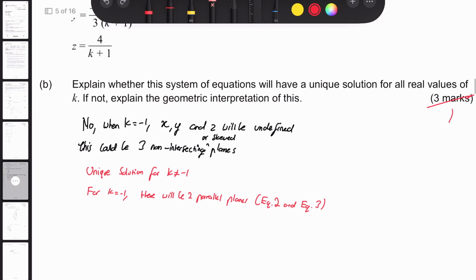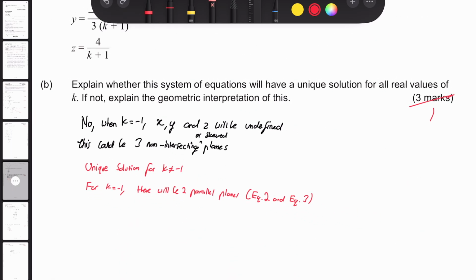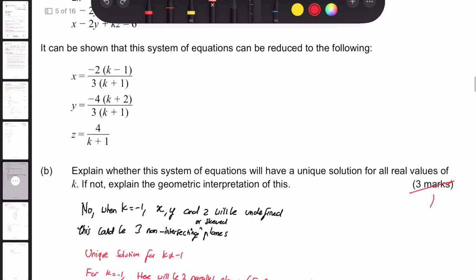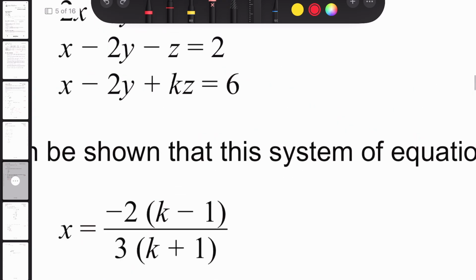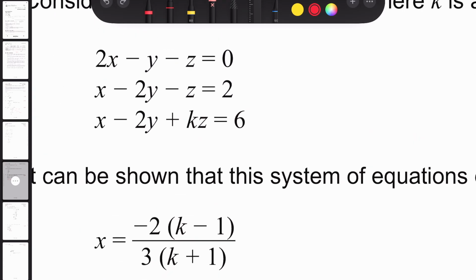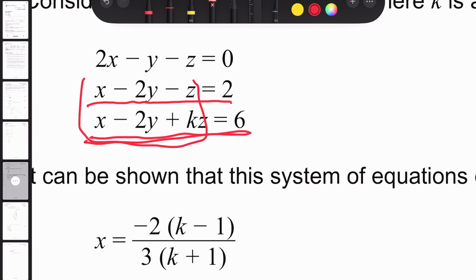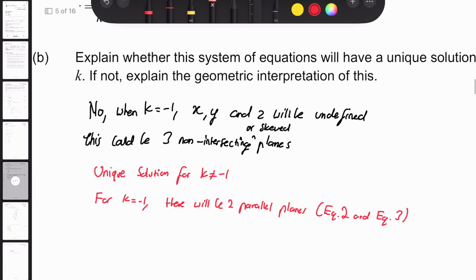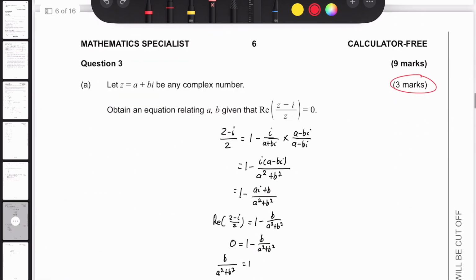And then going down here, I didn't state that there was a unique solution for when k is not equal to negative 1. And then my geometric interpretation was also wrong because for k equals negative 1, we would have two parallel planes, because these two would have the same left-hand side but different right-hand side. So they'll be parallel and never intersecting, because that would be negative z. But I did say that for k equals negative 1, there's no solution, undefined.